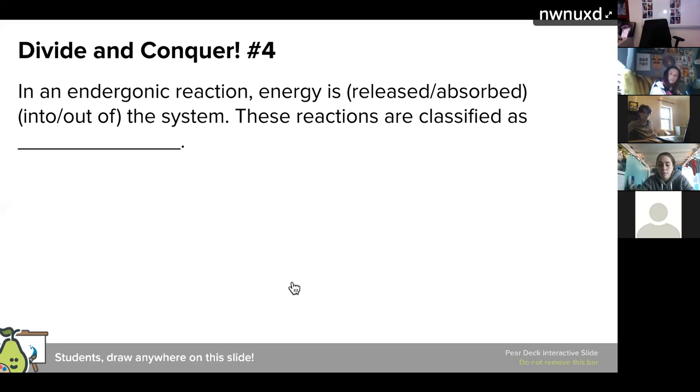What do we know about anabolic processes? Do they absorb energy or do they release energy? They absorb. So if an endergonic process moved energy into the system, is energy being absorbed or released? Absorbed. So one last time, is an endergonic process anabolic or catabolic? Anabolic.